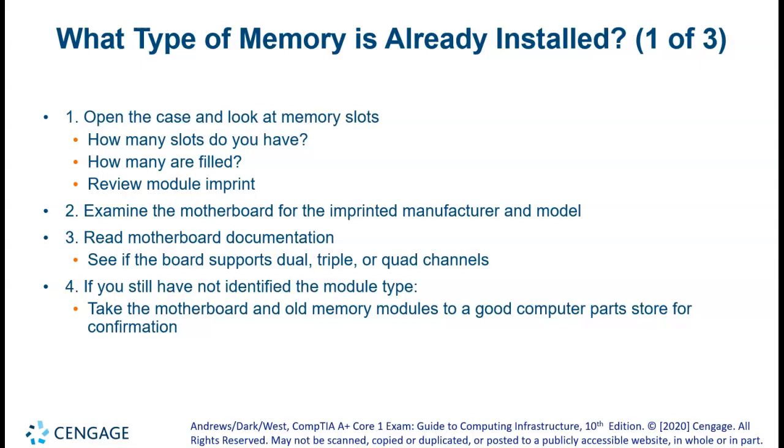Examine the motherboard from the imprint manufacturer and the model. Read the motherboard documentation. See if the board supports dual, triple, or quad channels. And if you still have not identified the module type, take the motherboard and all memory modules to a good computer parts store for confirmation.